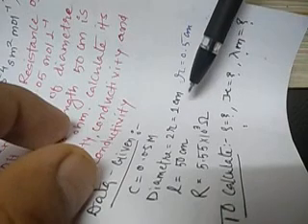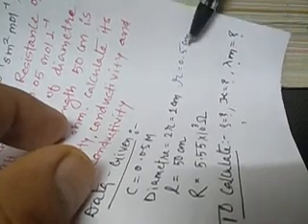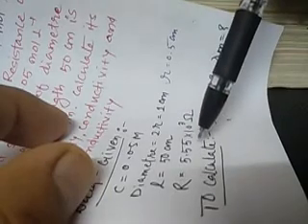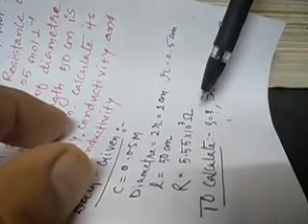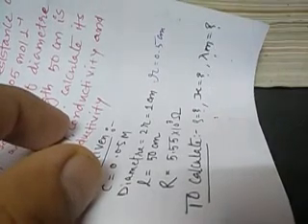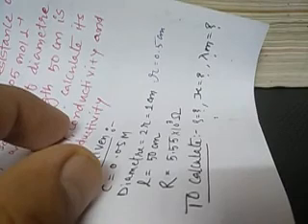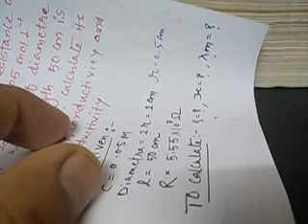What information do we have: C is equal to 0.05 mole per liter. The diameter is 2r, that is equal to 1 centimeter, and therefore r is equal to 0.5 centimeter. The resistance given is 5.55 × 10^3 ohm, and we need to calculate rho, we need to calculate kappa, and we need to calculate lambda m. It's very simple to understand now.